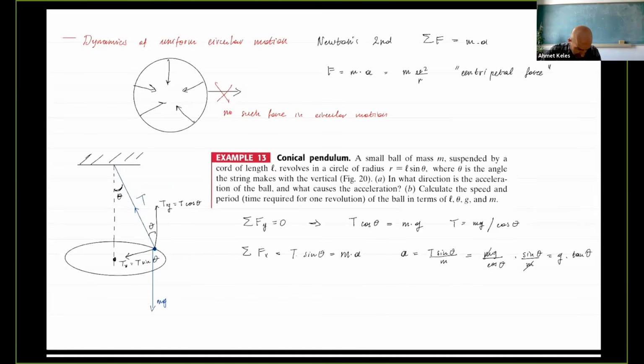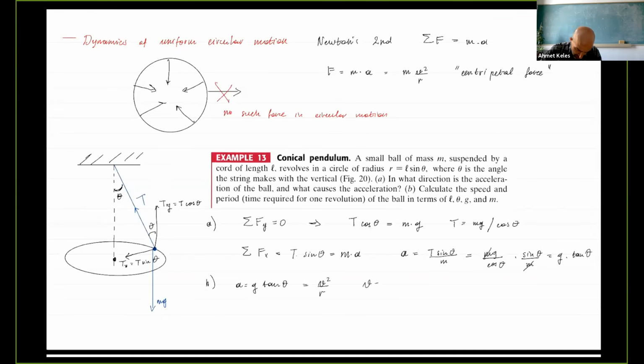So in that direction is the acceleration. The acceleration is always radially in towards the center of the circle. And what causes this acceleration? The reason for this acceleration is the tension. If you didn't have the tension, you wouldn't have that acceleration. So this is A. And B, calculate the speed and period, the time required for one revolution of the ball, in terms of L, theta, g, and m. We already calculated a to be g tangent theta, and we know from above it's v squared over R.